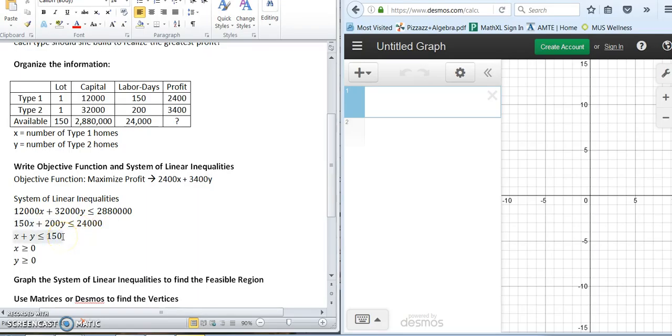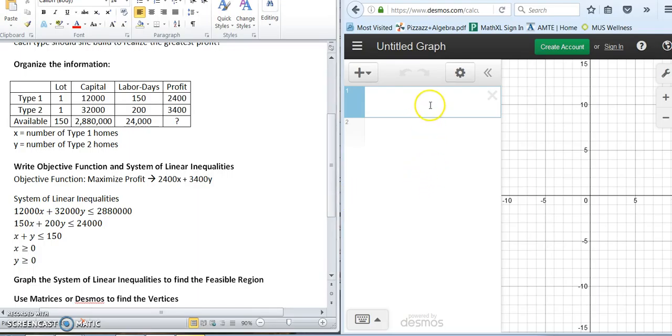The third inequality has to do with the lots. X plus Y must be less than or equal to 150. Honestly, I could have written that first. I just chose to write it as my third one. My fourth inequality and fifth inequality have the constraints that I must have positive values, so I can't build a negative number of homes. Once I've written my objective function and my system of linear inequalities, I graph the system of linear inequalities to find the feasible region.